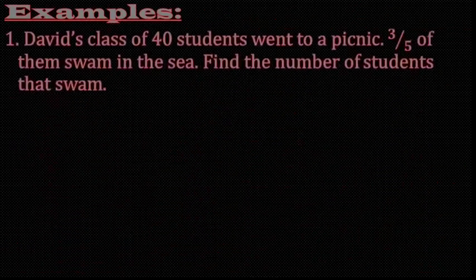The first one here is saying, David's class of 40 students went to a picnic. 3/5 of them swam in the sea. Find the number of students that swam. The idea from the question is that some students went to enjoy themselves in the sea. They went out on a picnic with Mr. David. So what am I to find? I'm to find the number of students that swam. Okay, because not all of them could swim. Alright, so what do I do here?